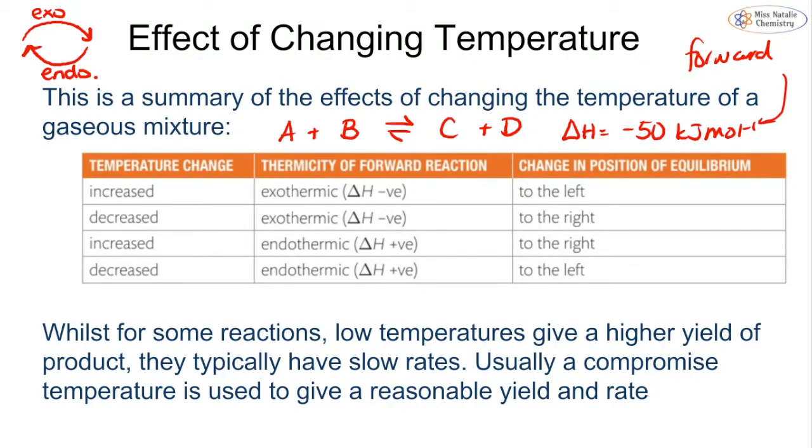Now, for some reactions, a low temperature is going to give us a higher yield of a product, so it's going to work in our favour in terms of the equilibrium. But we need to remember that a low temperature is going to give a slow rate. So what you will probably find is that in industry, they will use what we call a compromise temperature. That's a temperature that will give a reasonable yield, but also a reasonable rate. In industry, companies want to make sure that not only will they be making enough of their product, but they're not going to be spending massive amounts in energy to make that product. So they have to find the balance.